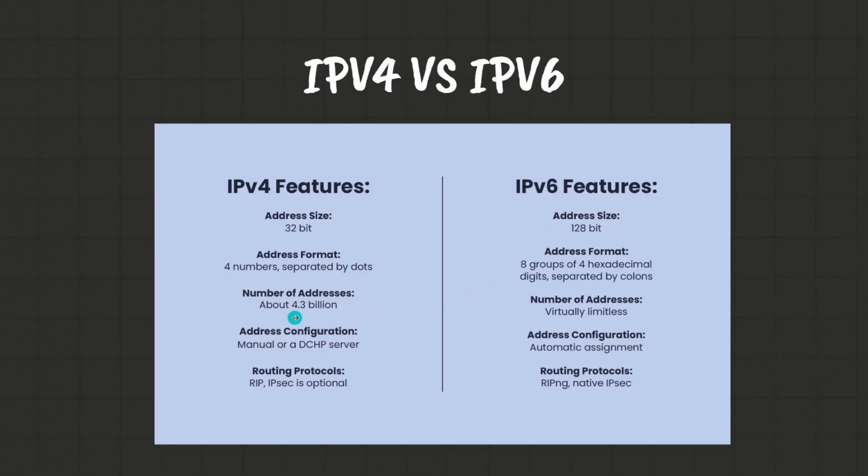Okay, now the number of addresses. This is an important one. In IPv4, we can only have 4.3 billion IP addresses, and in IPv6, we have virtually limitless, as we are talking about 2 to the power 128 here. Next is the address configuration. In case of IPv4, it is either manually or using a DHCP server. However, in IPv6, there is an automatic assignment. At last, the routing protocols in use. So IPv4 uses RIP and IPsec, while IPv6 uses RIPng and native IPsec.